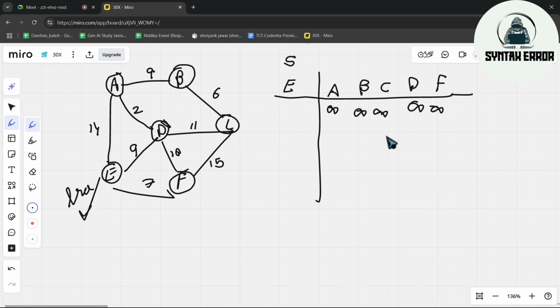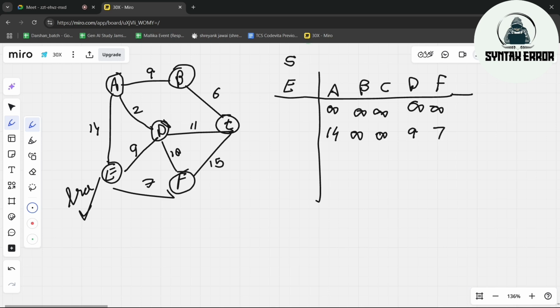A, from E, only E, can we go to A? Yes, we can go to A. What is the cost? Cost is 14. From directly E, can we go to B? No, we are not having any direct link at that time. Infinity, the same infinity will be retained. Next, from E, is there direct link to C? No, again we have retained our infinity. From E, do we have D? Yes, the cost is 9. From E, do we have F? Yes, the cost is 7.